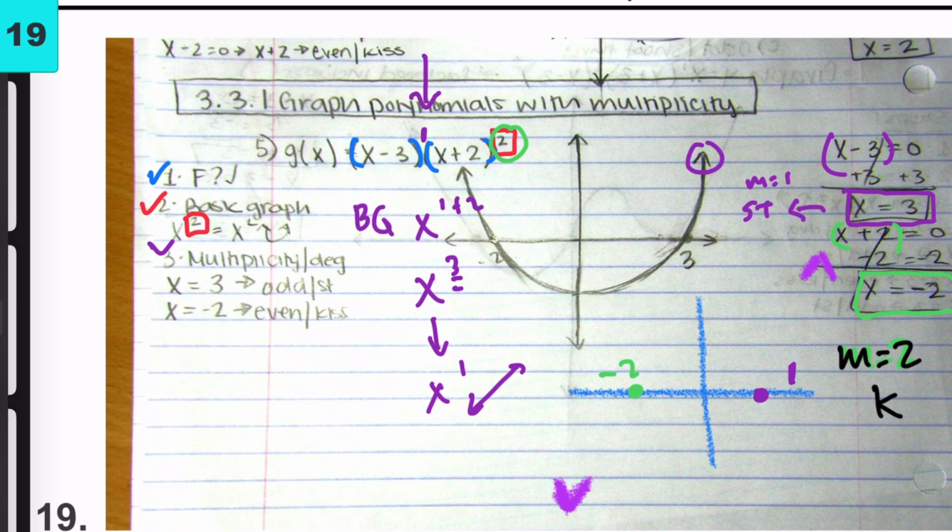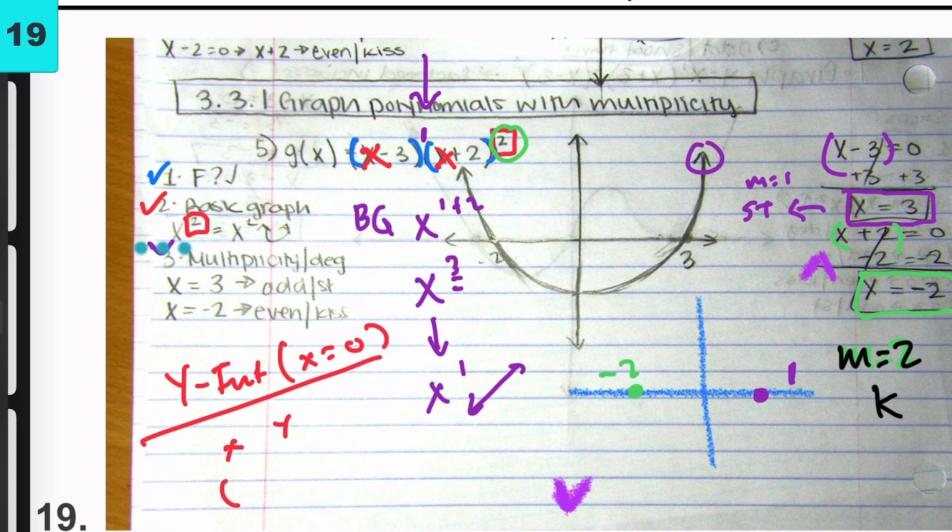Let's do one more. Let's do the y-intercept. We're going to make every x value equal to what? 0. So if I put in 0 here, 0 minus 3 is negative 3. 0 plus 2 is 2. 2 to the second power is 4. 4 times negative 3 is negative 12. So let's just put that down here.